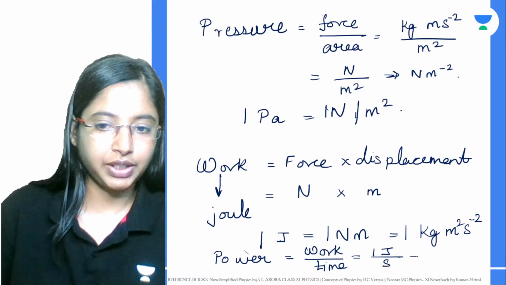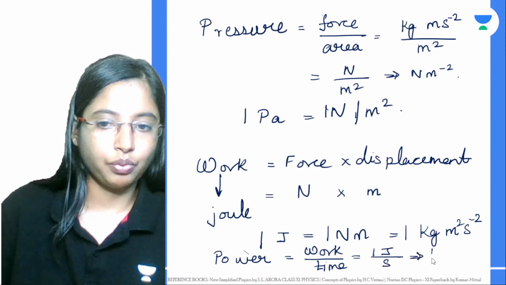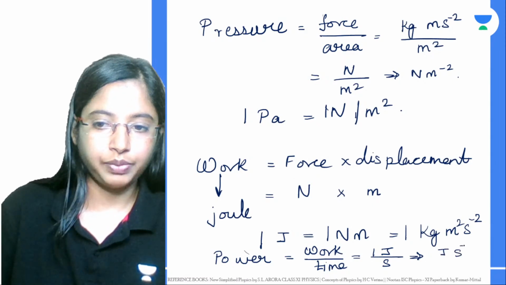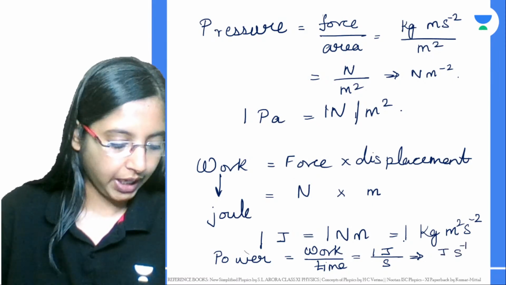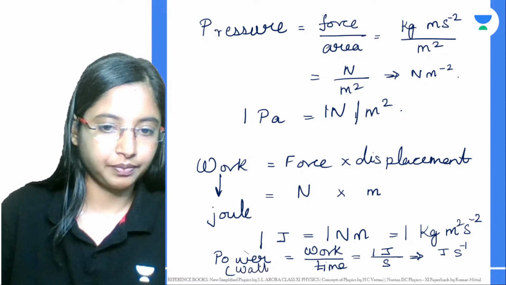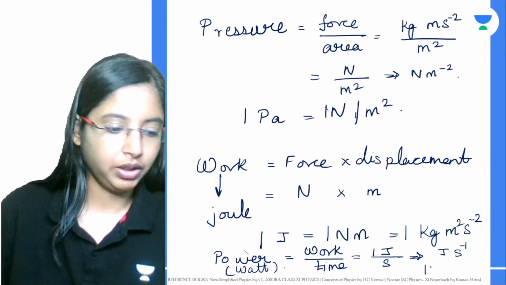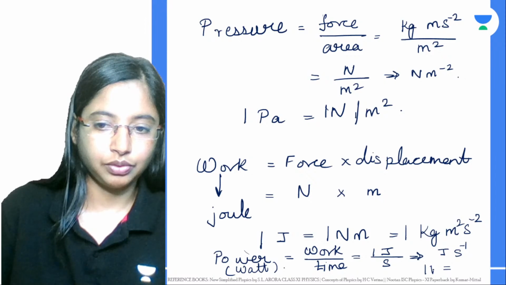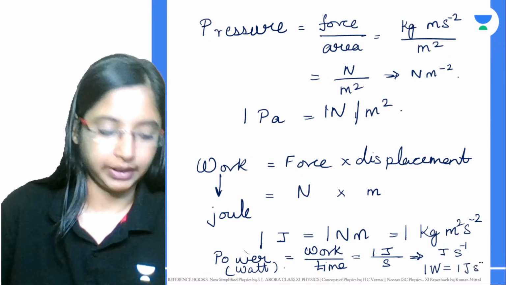Time is in terms of seconds, so you can write this as 1 joule per second. Now again, the unit of power is given as watt. So 1 watt is basically equal to 1 joule per second.